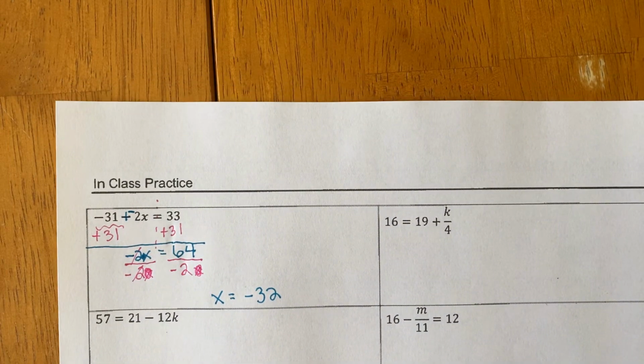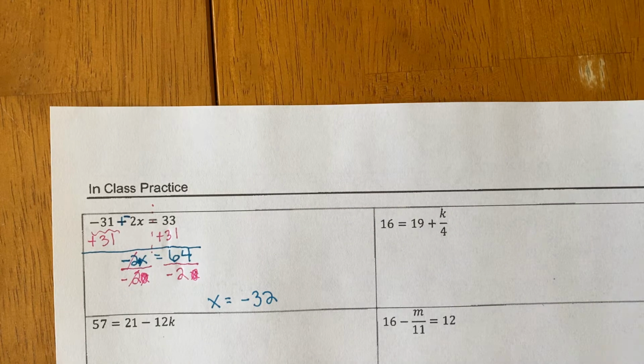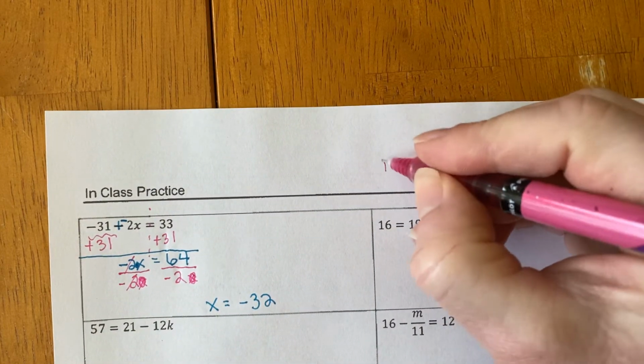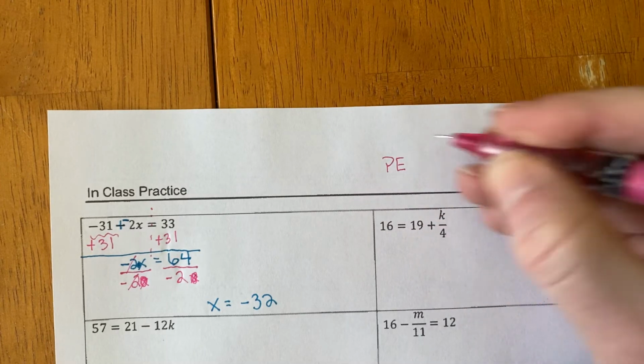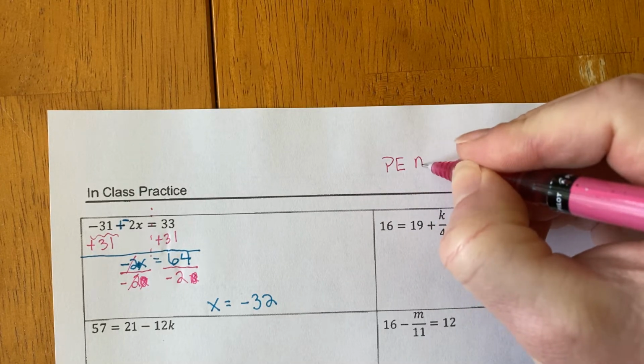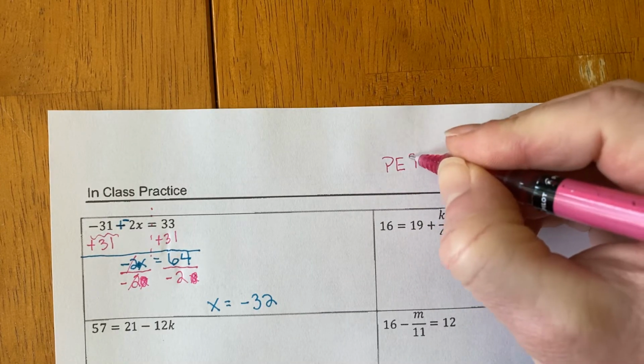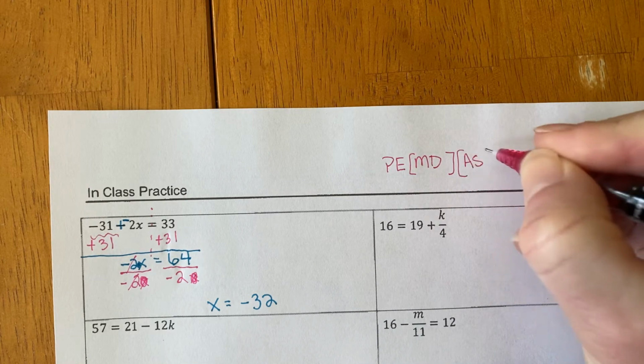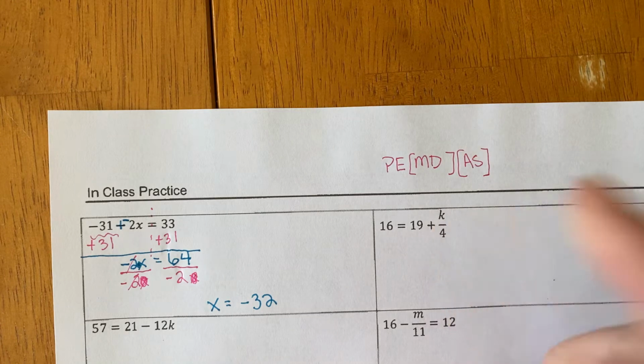16 equals 19 plus k divided by 4. And so we've talked about that we want to go in the reverse order of the order of operations. Parentheses, exponents, multiplication and division go together. Addition and subtraction go together. And so we want to find out where our variable is.